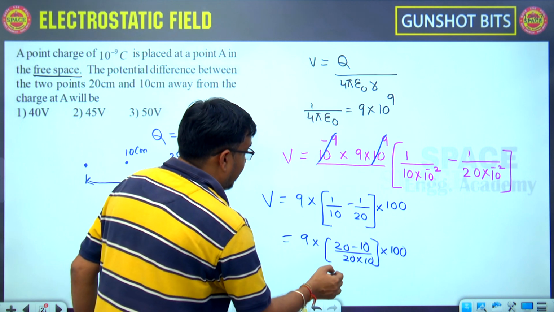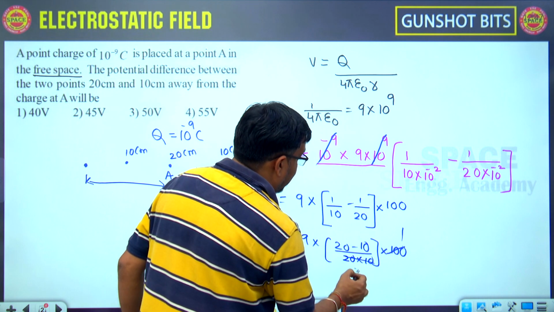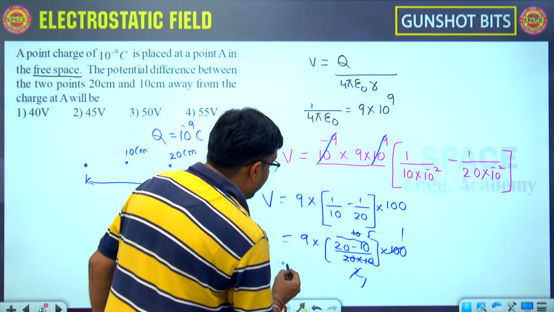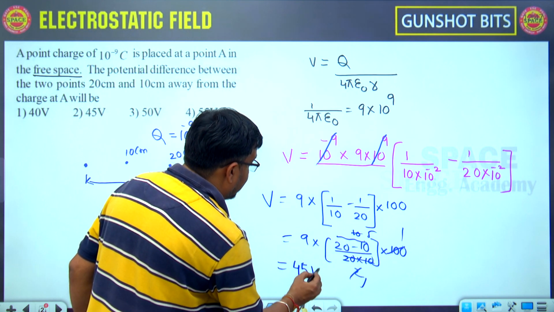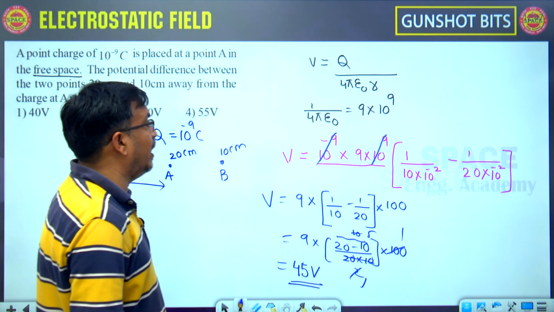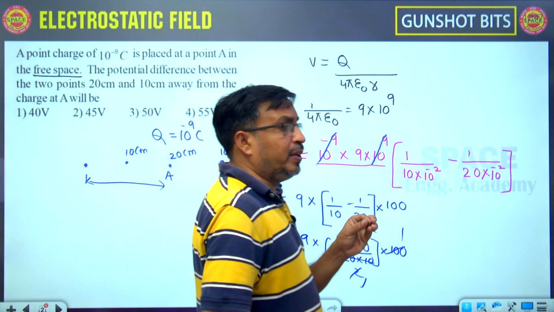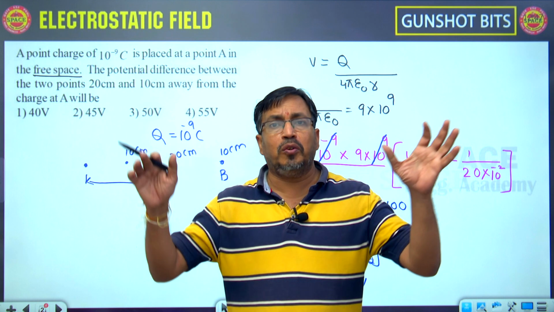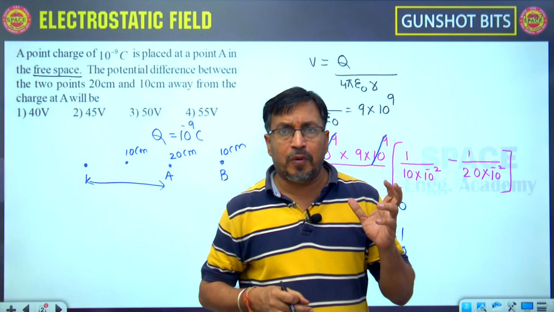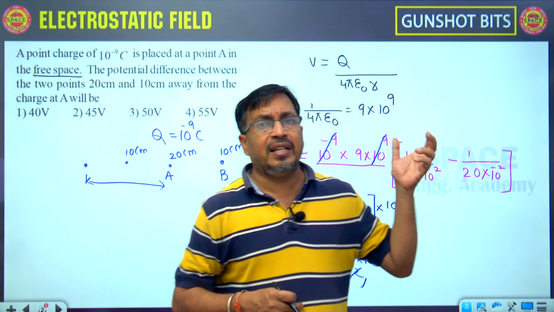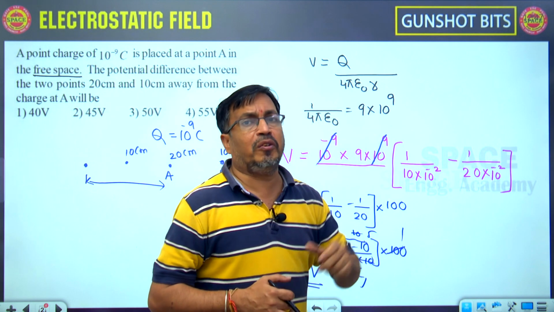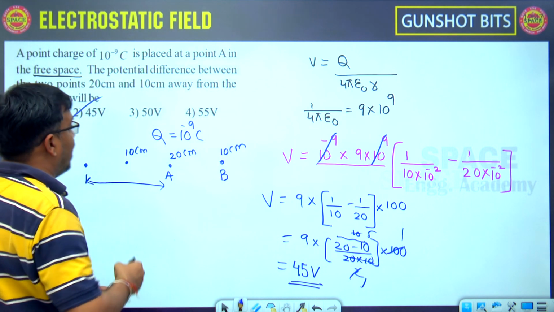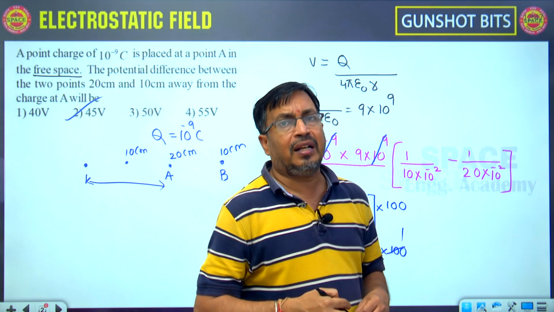So 20 into 10 is 200, and simplifying, that equals 45 volts. 45 volts is the answer. So here he asked the potential due to a point charge and the potential value at 2 different points. According to the superposition theorem or the direct formula, we consider the formula potential V equals Q by 4 pi epsilon naught R, then the answer is 45 volts. Option 2 is the correct answer.